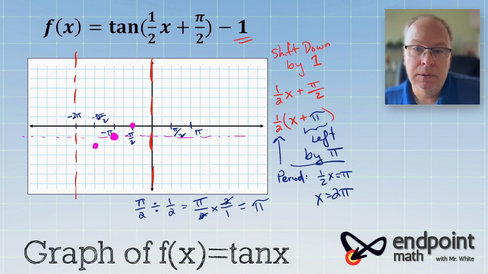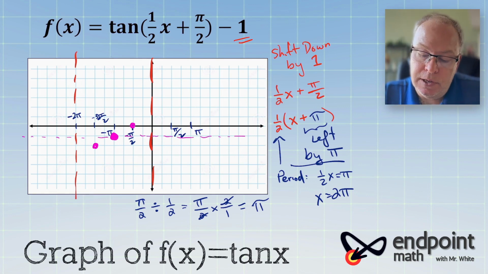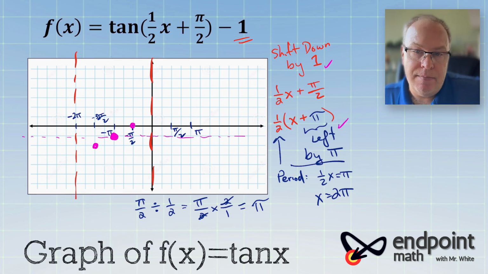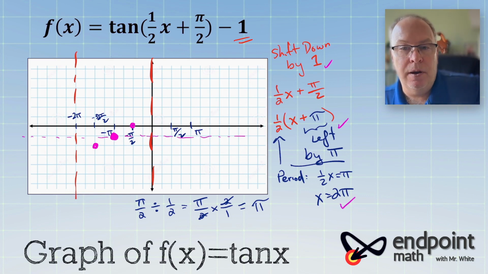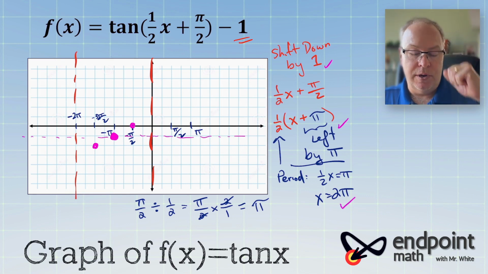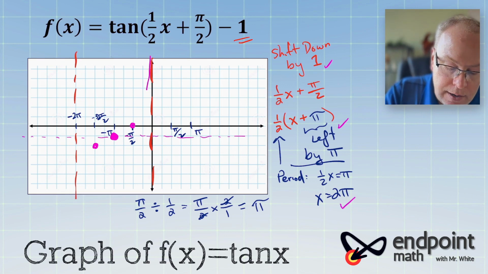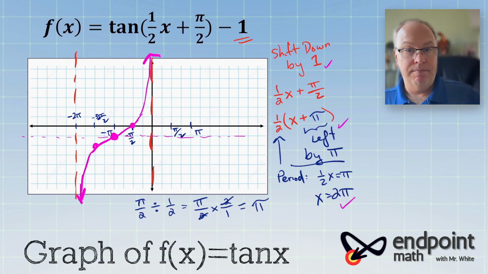This one's tricky, right? So let's go through all the different things. We shifted down by 1. We did our left by pi. And we also worked it out so that it had a period of 2 pi. There was no vertical stretch on this one. All right, and here's our graph of 1 period of tangent. All right, that wasn't so bad, right?